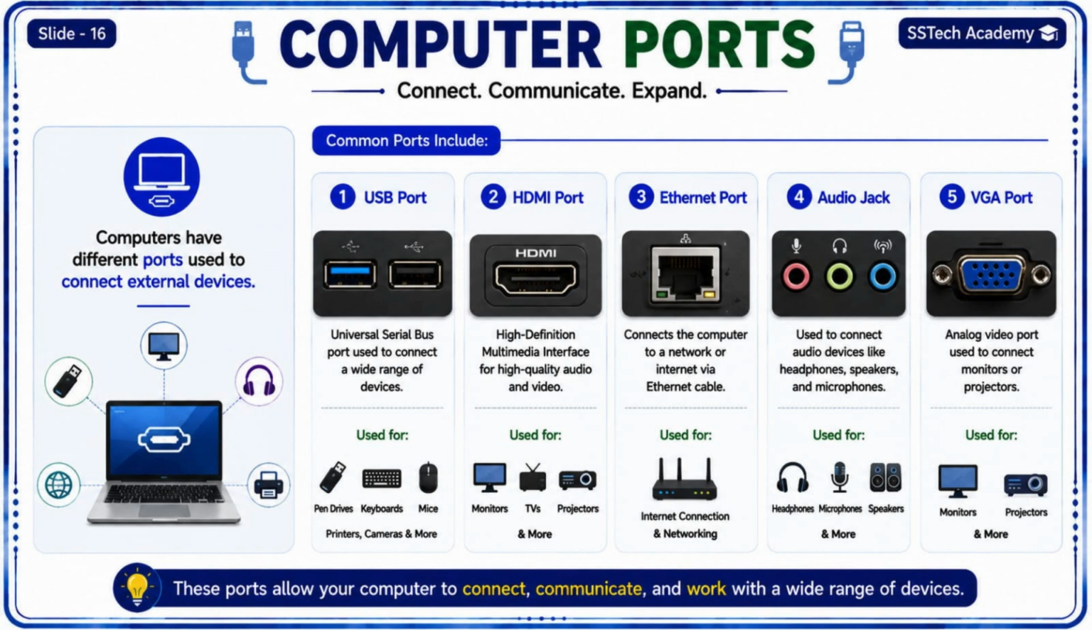A USB port can connect devices such as pen drives, keyboards, mice, and printers. HDMI is commonly used to connect monitors, TVs, and projectors. Ethernet connects a computer to a network, while the audio jack connects headphones, microphones, and speakers. So, computer ports help us connect, communicate, and work with different devices.